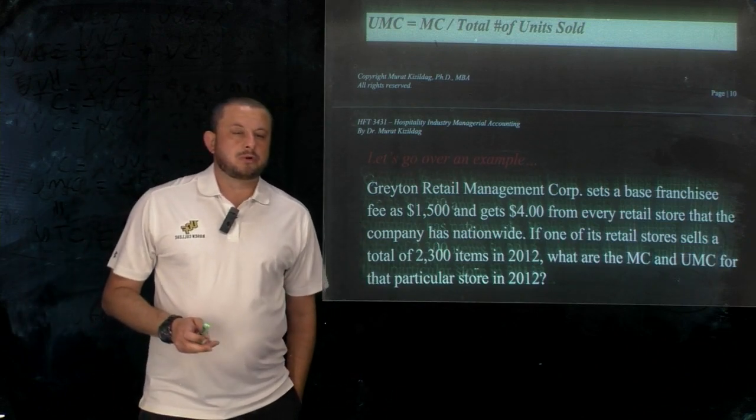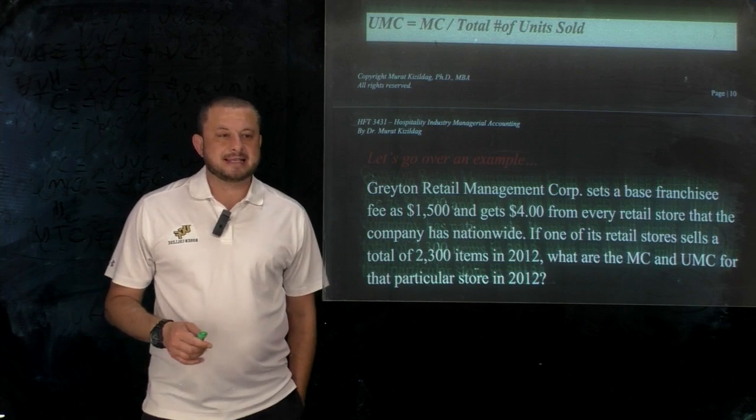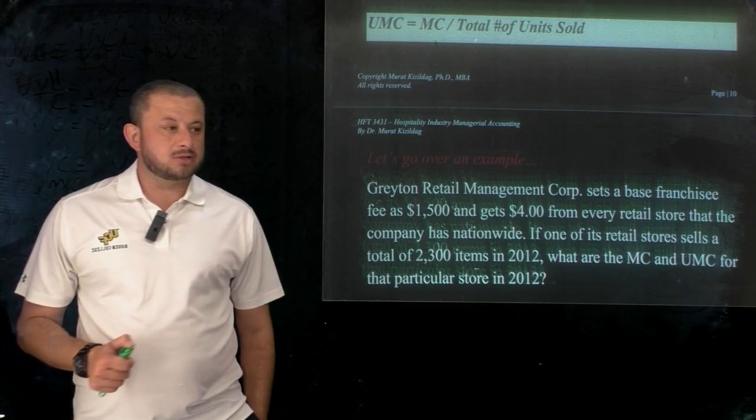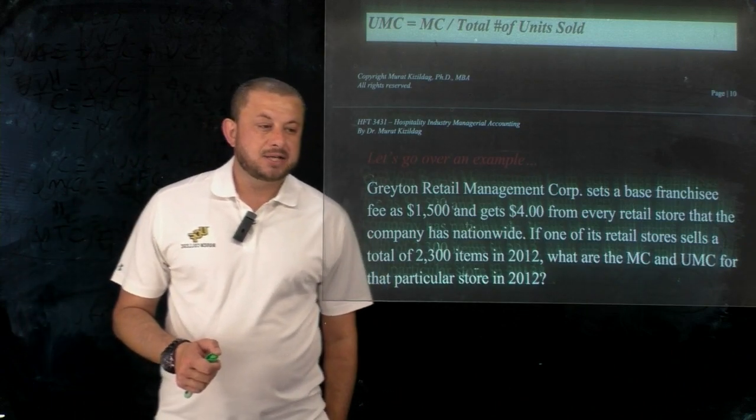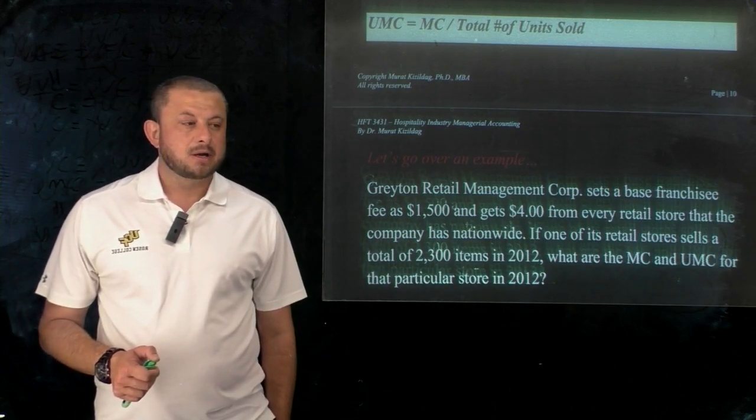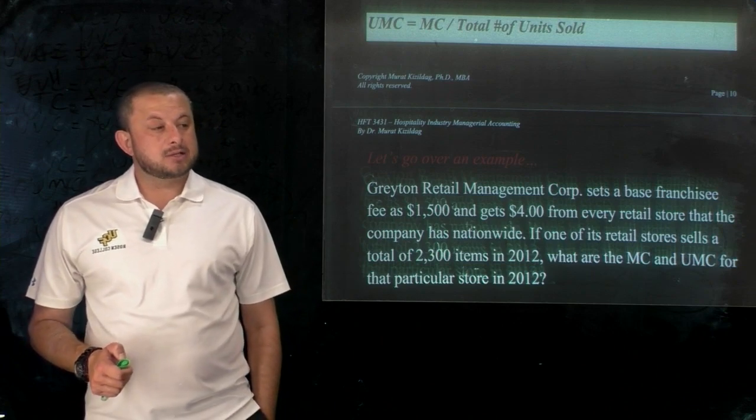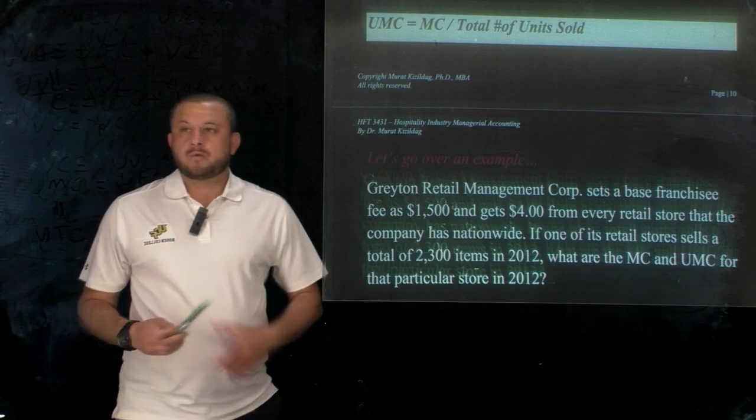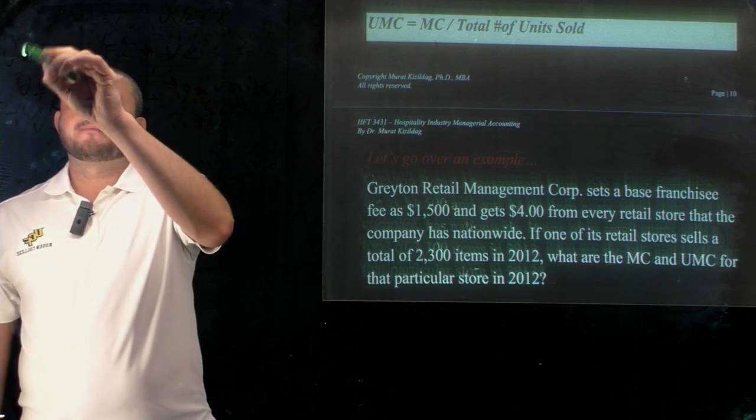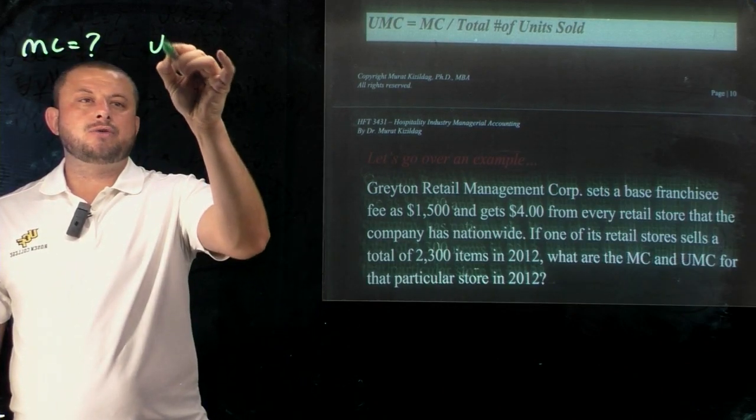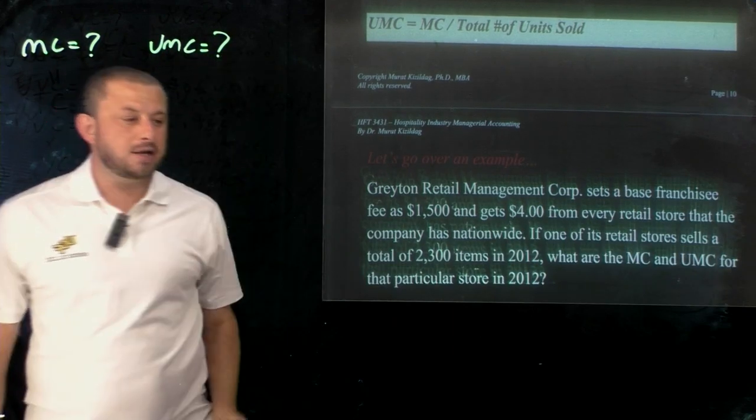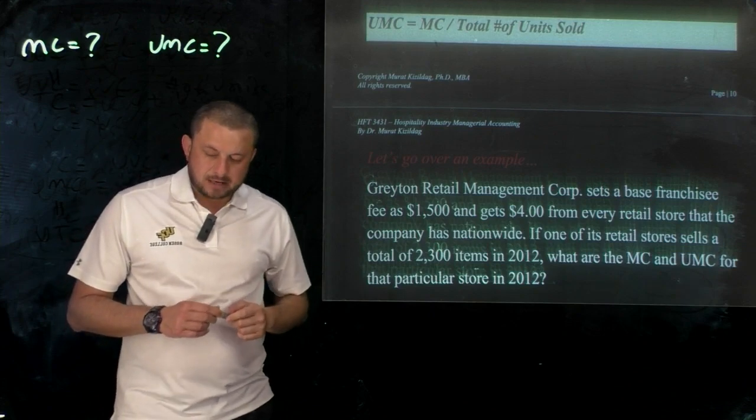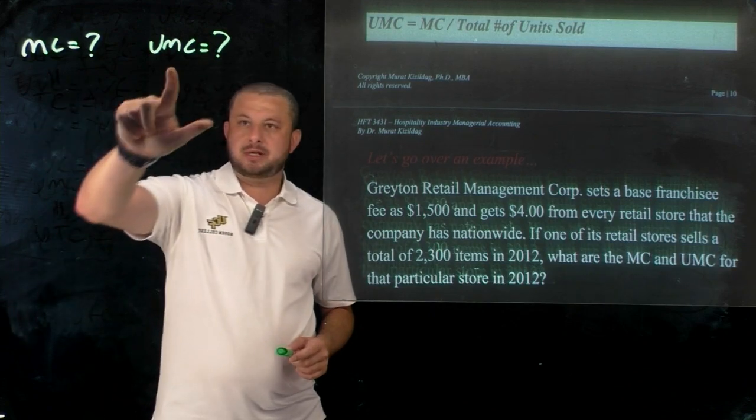Great Eastern Retail Management Corporation sets a base franchisee fee of $1,500 and gets $4 from every retail store that the company has nationwide, okay? If one of its retail stores sells a total of 2,300 items in 2012, what are MC and UMC in 2012 for this store? Guys, what am I solving for? Now, step number one, MC, UMC, done.